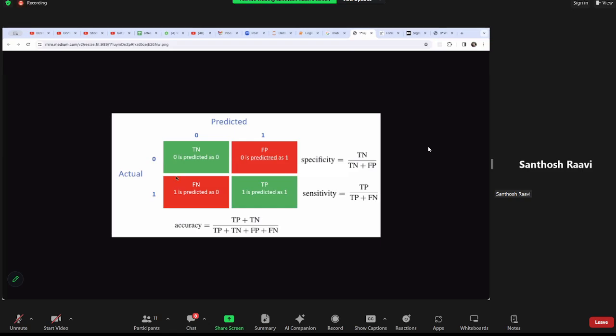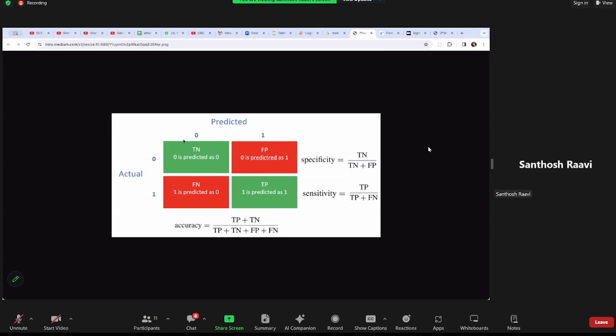Okay, so see here. These boxes are there, right? This is called a confusion matrix. The name itself is very confusing, right? Even understanding this will take some time. That's why it is called a confusion matrix.